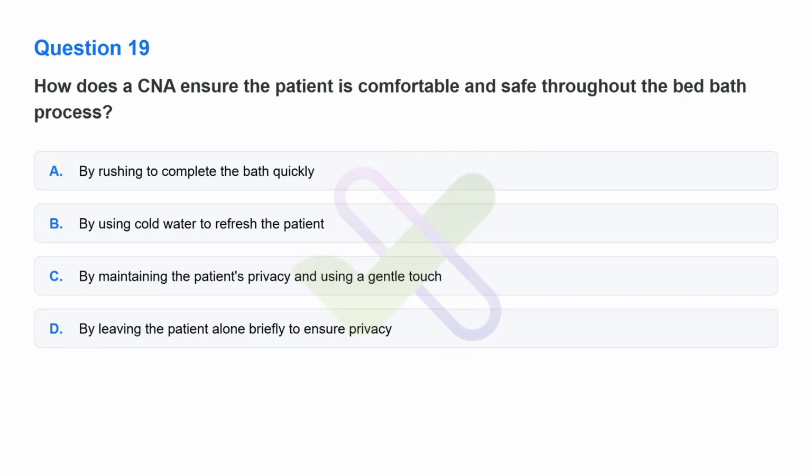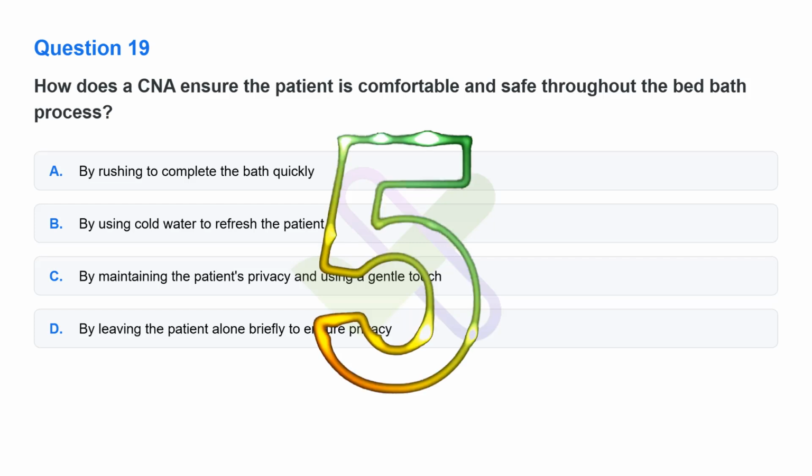How does a CNA ensure the patient is comfortable and safe throughout the bed bath process? A. By rushing to complete the bath quickly. B. By using cold water to refresh the patient. C. By maintaining the patient's privacy and using a gentle touch. D. By leaving the patient alone briefly to ensure privacy.